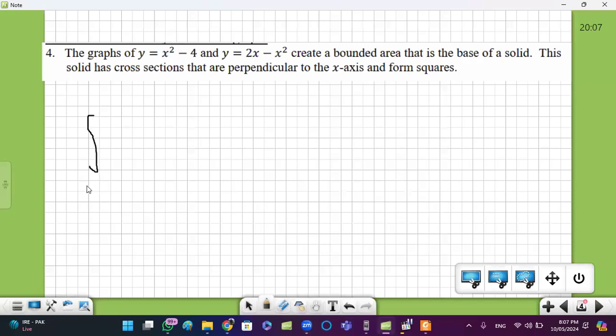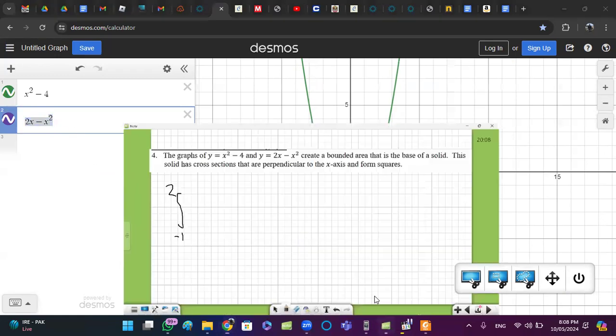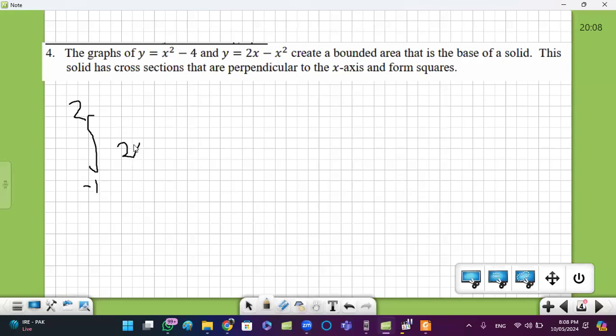So I will set the integral from negative 1 to 2. Which one is above? The blue or green? The blue. What is the blue? 2x minus x squared. So I write 2x minus x squared, and all this will be to the power 2. Minus, what is the other? x squared minus 4. Close, dx. What is this? This is 2, I'm sorry. My handwriting is amazing.